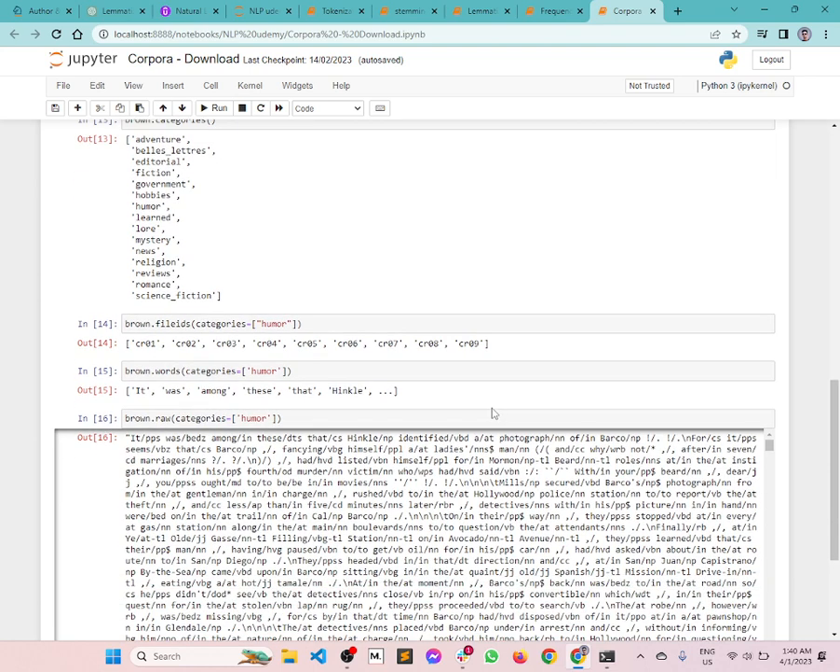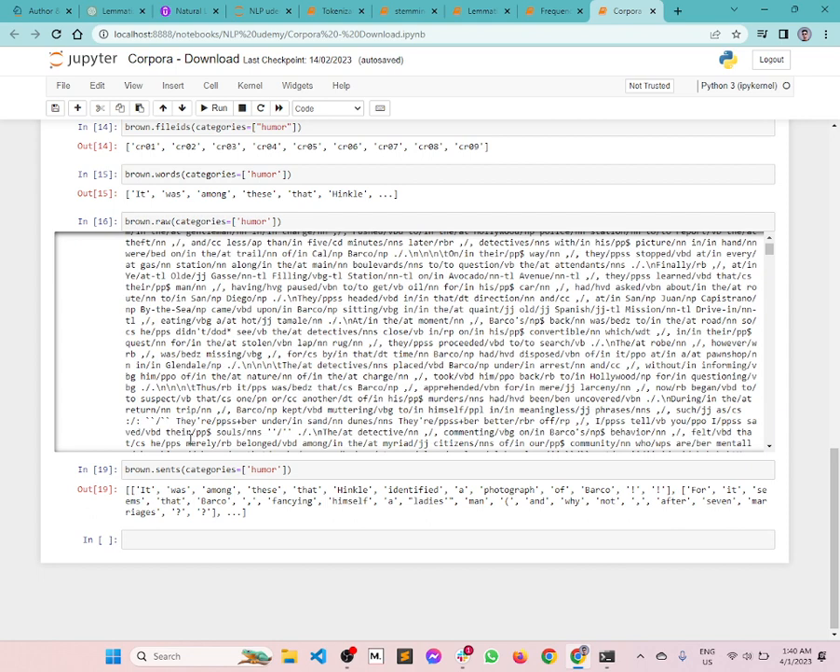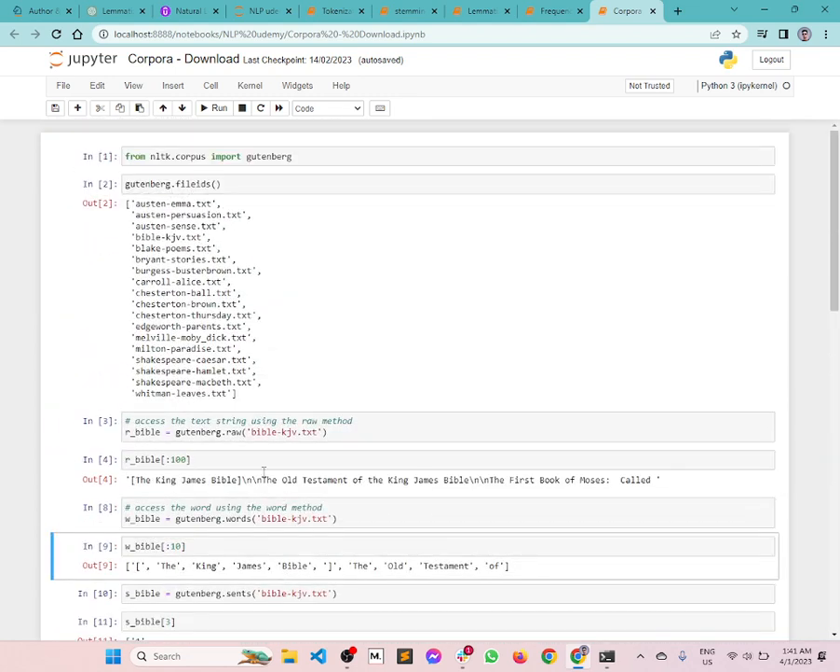And then what is actually in humor, what words belong in humor? It gave us words like hanky, just like that. Then brown.sents, and in sents the category is humor. That's why it is generating this line. That is the idea of the Gutenberg and Brown corpus that was covered in the lecture.